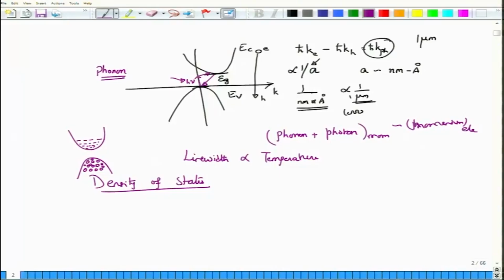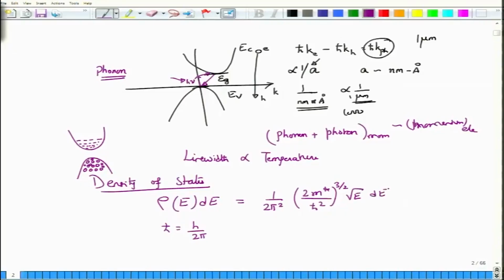So, that is the density of states. Now, without actually giving you the derivation of this one, it is sufficient for us to note that the number of states per volume, because I have multiplied this by energy, is given by 1 by 2 pi square, 2m star (please note the star) over h bar square, where h bar is Planck's constant h divided by 2 pi, to the power 3 by 2, square root of E dE. Now this is an important equation.